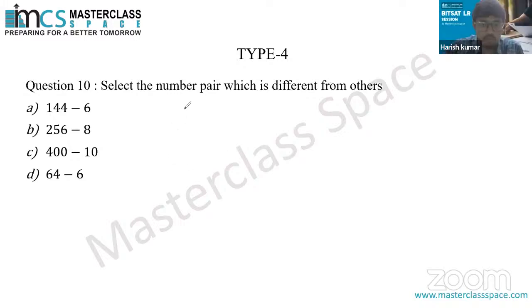So what's the logic here? 144 is related to 6. Once I observe all these numbers, these are clearly squares. 144 is 12 square, 256 is 16 square, 400 is 20 square and 64 is 8 square. But I have 6, so I have to find some relation between 6 and 12 square. I know that 6 into 2 is 12, 8 into 2 is 16 and 10 into 2 is 20. So I have to multiply this number by 2 and then square the result. So that's why I'm getting 144.